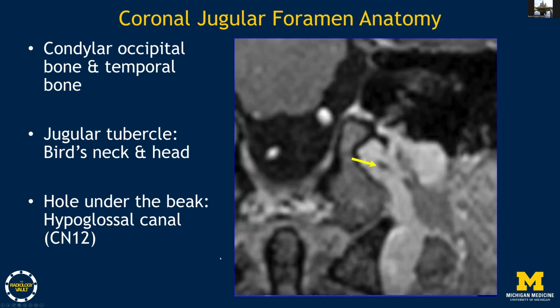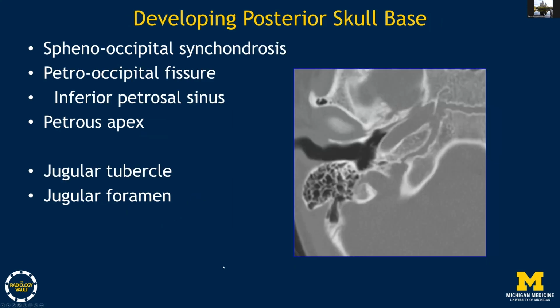Can you see the hypoglossal nerve? You can, actually. This is a spoiled coronal postcon. And here, amidst all the venous sinusoids, is a small non-enhancing thing. And that little filling defect, if you will, is actually the hypoglossal nerve as it's exiting the skull base.